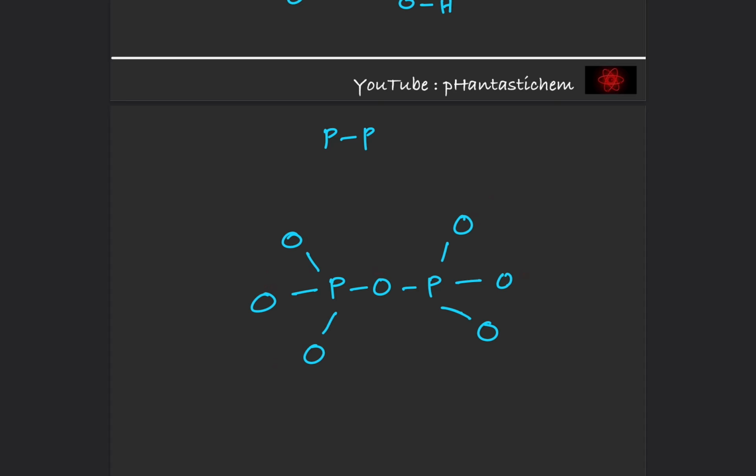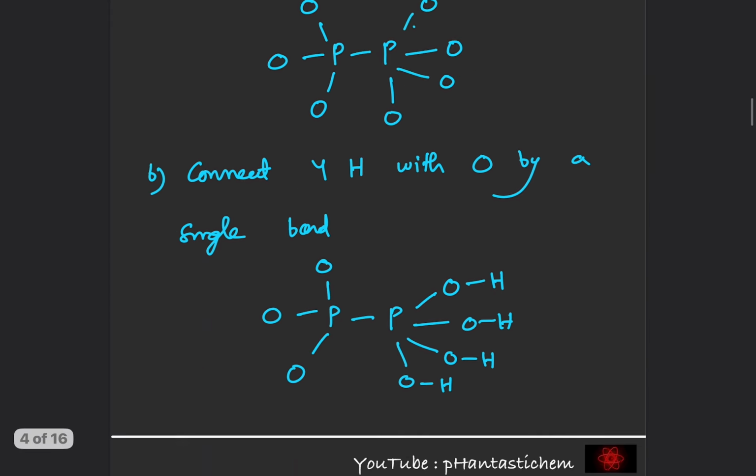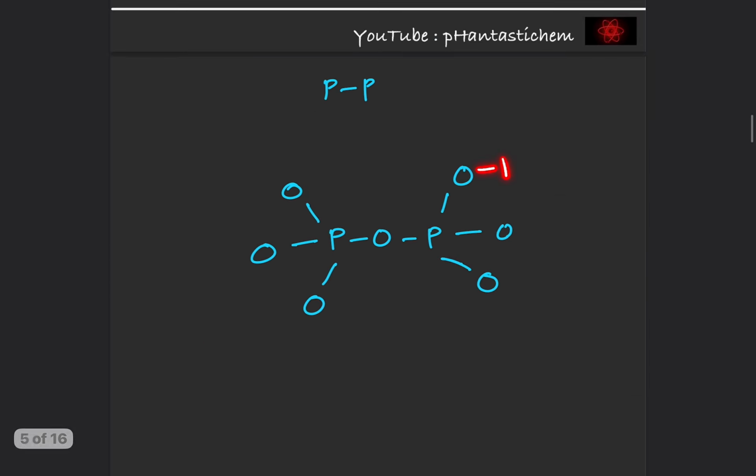So you can see we don't have enough hydrogens for the oxygens. We have only 4 hydrogens. So we connect 1 here, 2 here, 3 here, and 4 here. So we don't have enough hydrogen to satisfy every oxygen. So 2 oxygens are left out, right? So therefore we have to convert P single bond O into P double bond O.